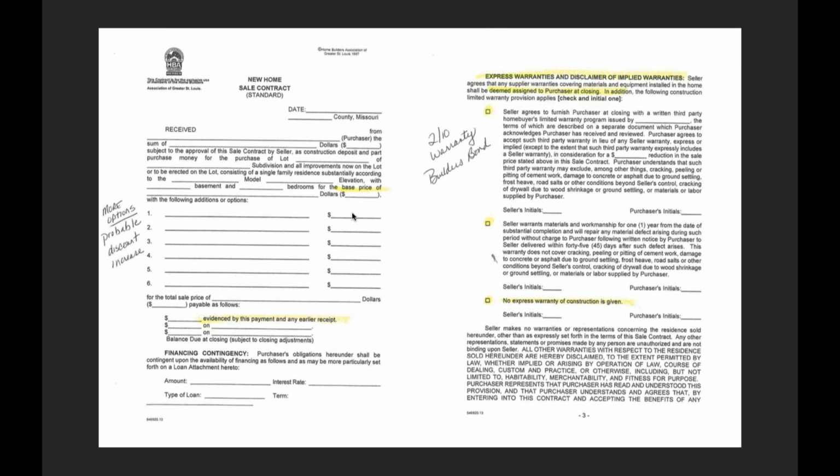So we start with the base price, and then as we go through our options, let's pretend like they went with a vault. I have a sample of one here later, but a vault is 850. You're going to add it to the base price. A gas fireplace is 5250, and you keep on going from there.